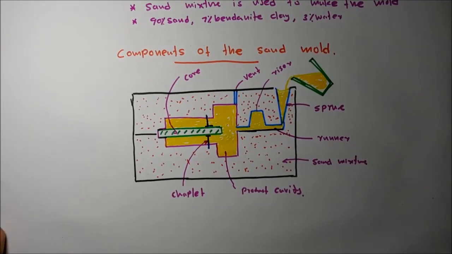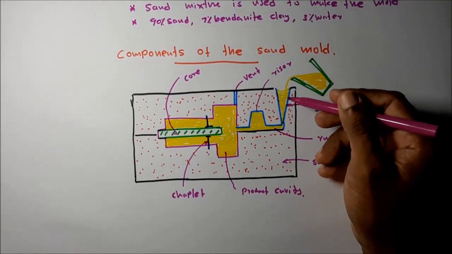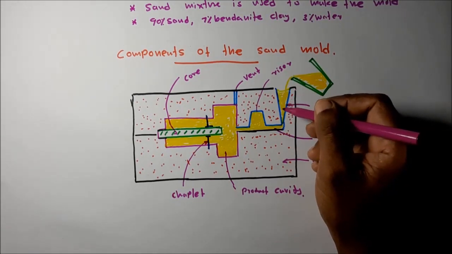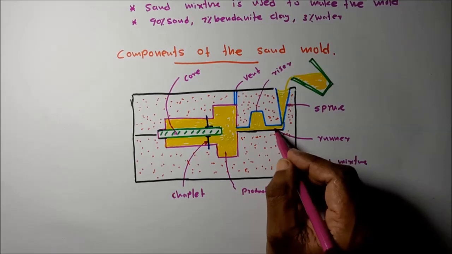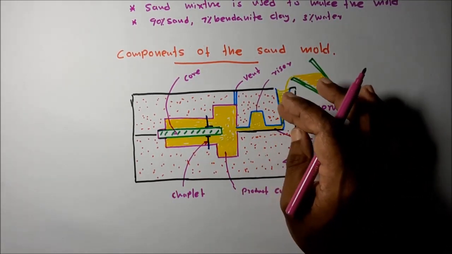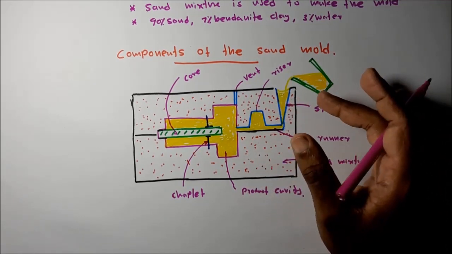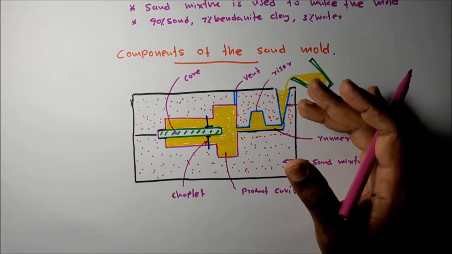Okay. Then this is the structure of the sand mold. This is the component of the sand mold. Then the pouring basin, the molten metal is poured into this pouring basin. Then from the pouring basin, the molten metal enters the main runner. If there are multiple cavities, this main molten metal flow is divided into sub runners to take the molten metal to the different cavities.